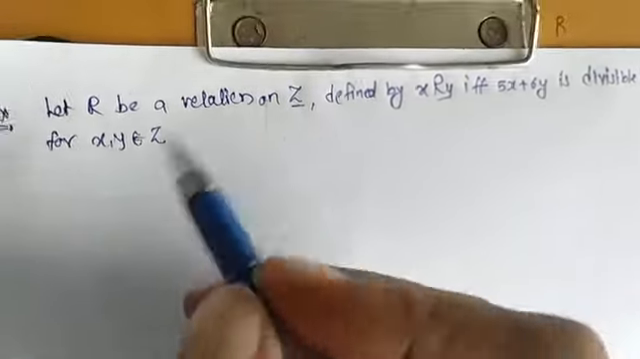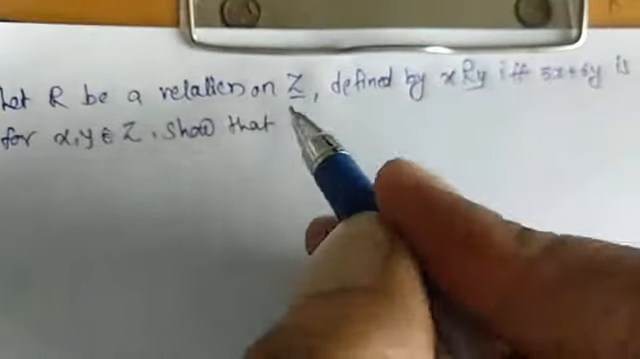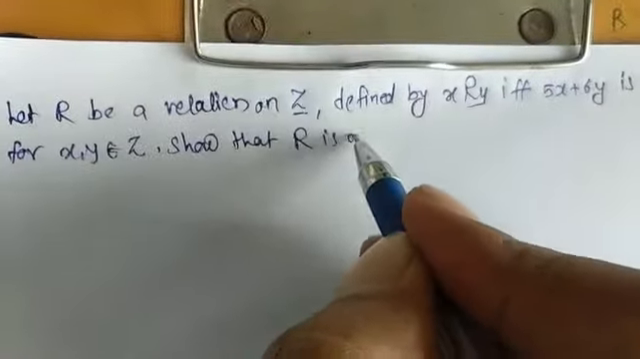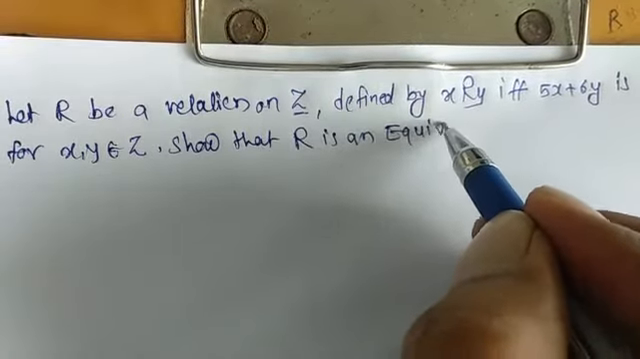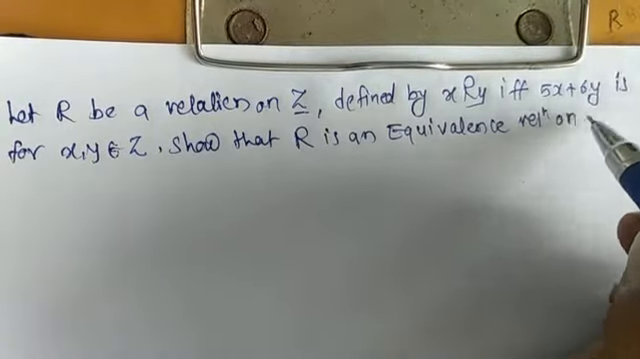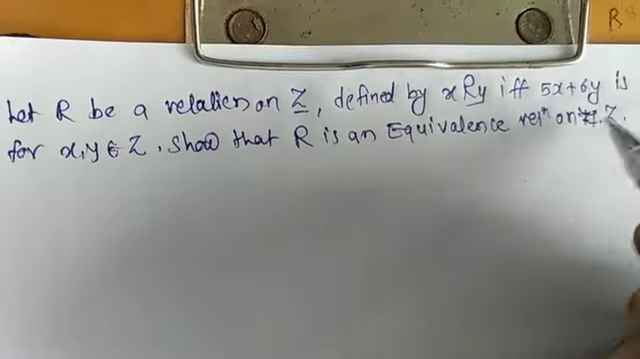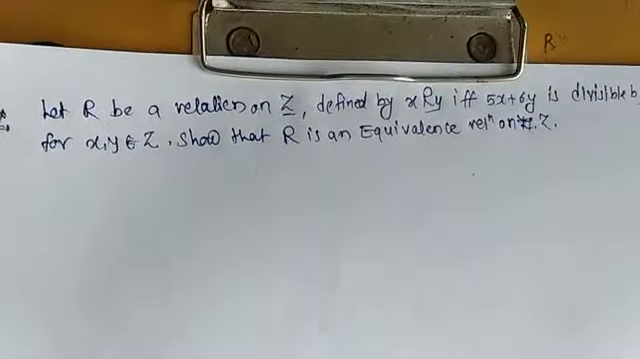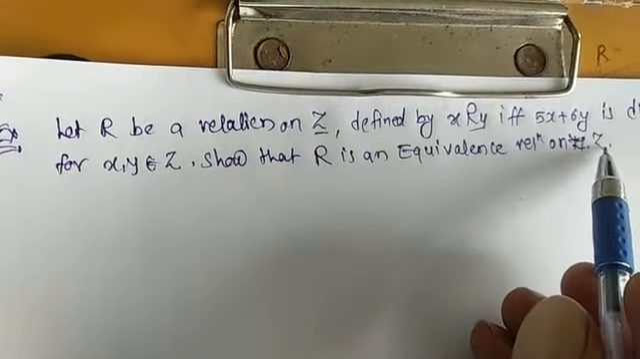So we have to show that R is an equivalence relation on Z.